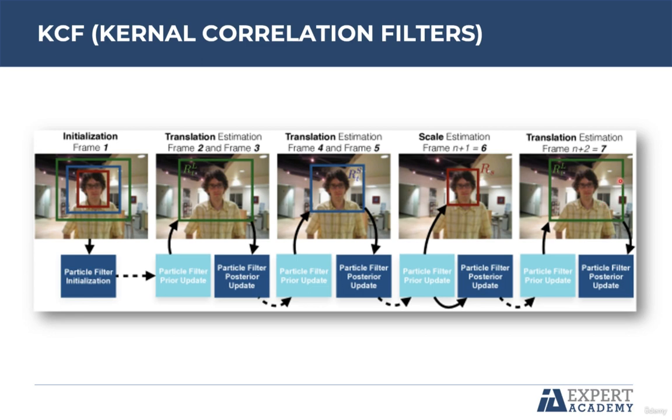The larger frames are important to detect changes in the scale or the size of the object. For example, if in one frame the object is smaller and in the next frame the object increases in size, like a person approaching the camera.